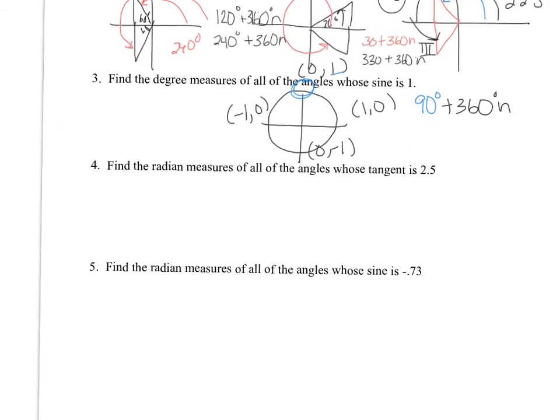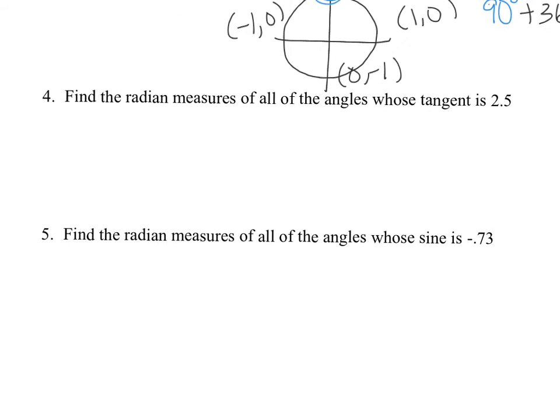So I need to look at that for the same thing with 4, except 4 reads find all radian measures. So we're going to put this in terms of pi. So 2.5 is 5/2.